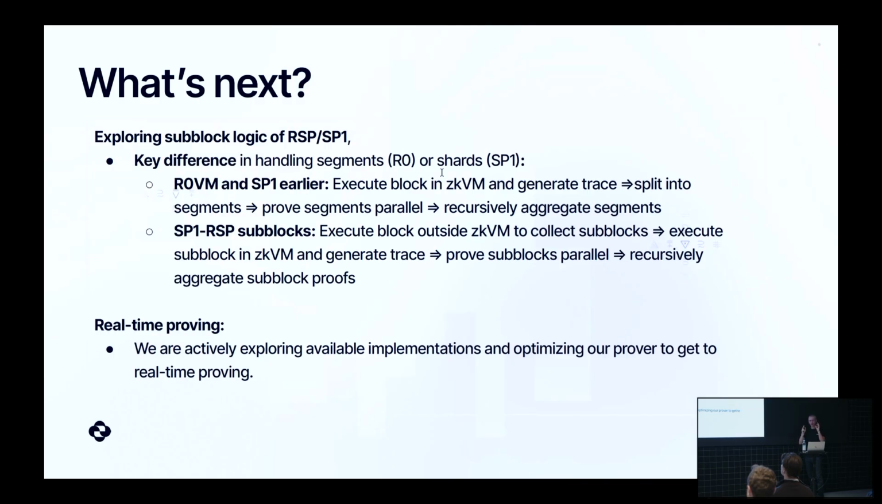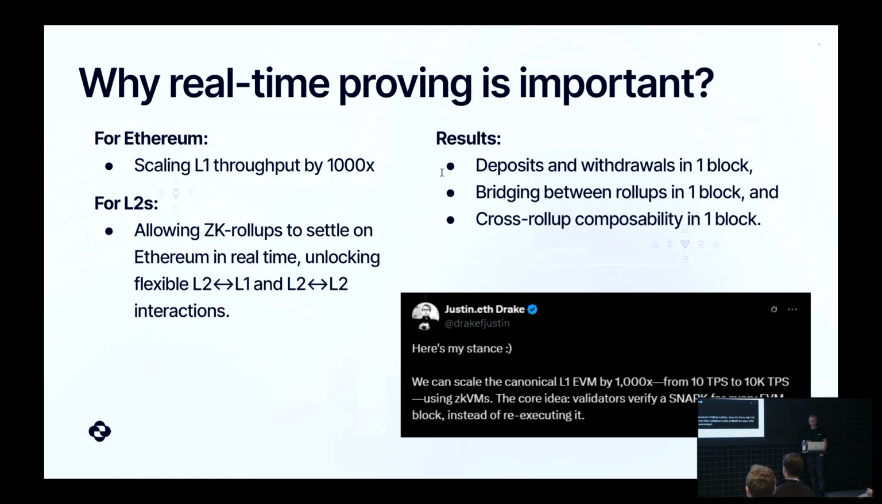However, what SP1 figured out is you could execute the large block outside the ZKVM, then collect so-called sub-blocks, mini-blocks, and execute them in parallel within the ZKVM and prove those sub-blocks. Execution of sub-blocks in the ZKVM means you can generate the trace for them in parallel as well, instead of a big sequential trace generation process, and then aggregate the proofs of those sub-blocks. This is super cool. We are heavily investigating this and implementing it in our prover.